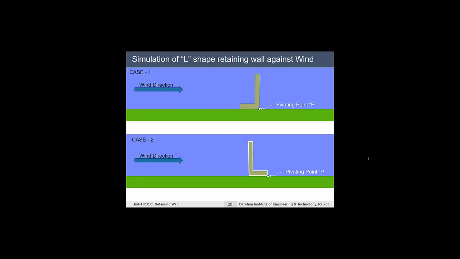In this slide, we will simulate the L-shaped retaining wall against wind force. Let the wind flow from left to right. Here, in the first simulation, the leg of the L-shaped retaining wall is pointed towards the wind flow. Let's see what happens.